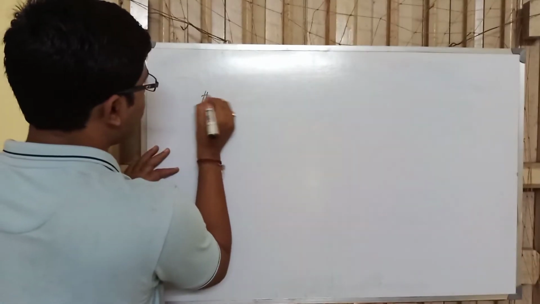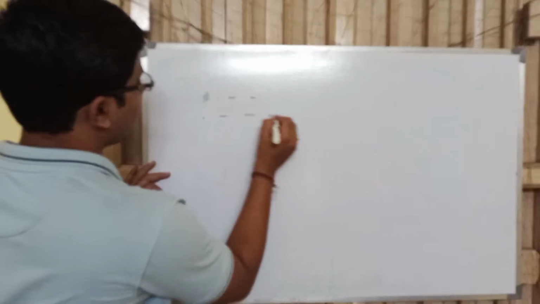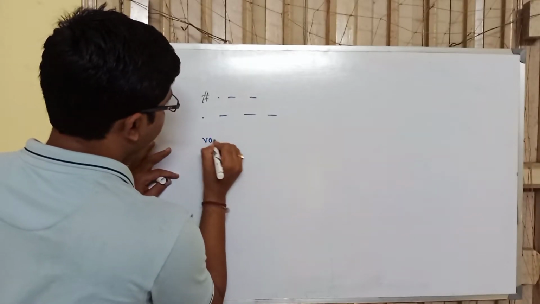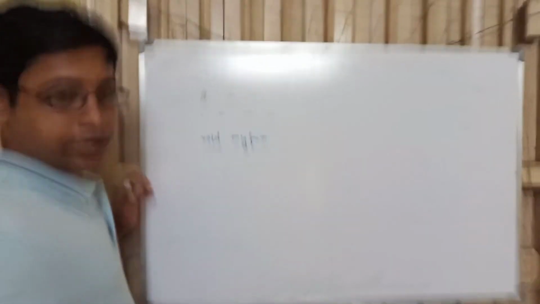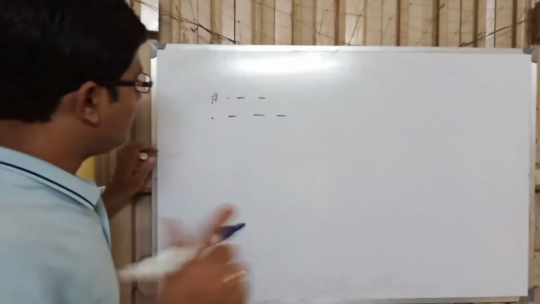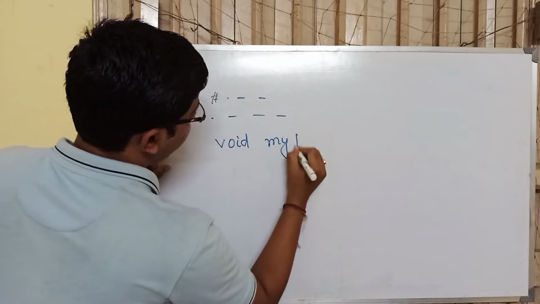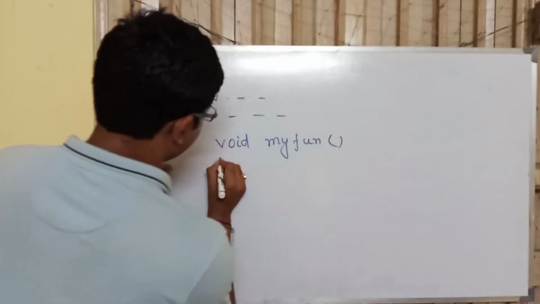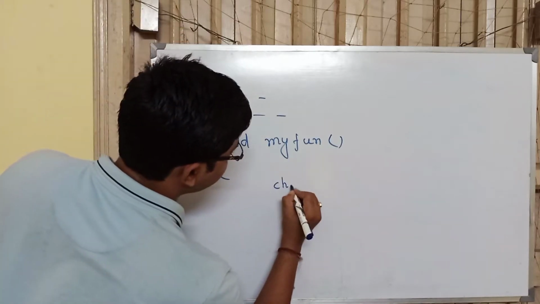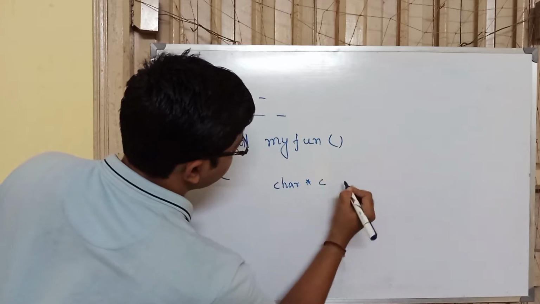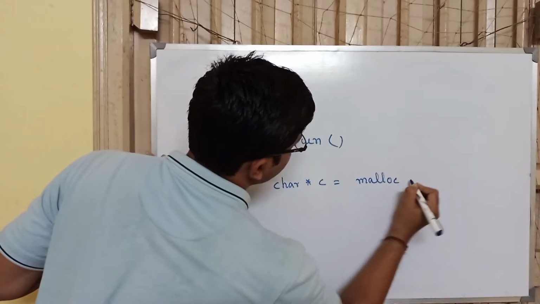So here is a header file, hash include and all these things. Now this is a function, void my func. Here we allocate the memory. I am creating a character array: char star c equals malloc 16.